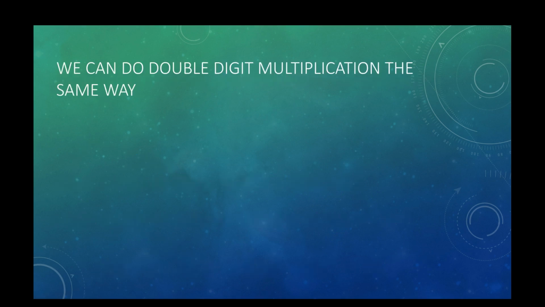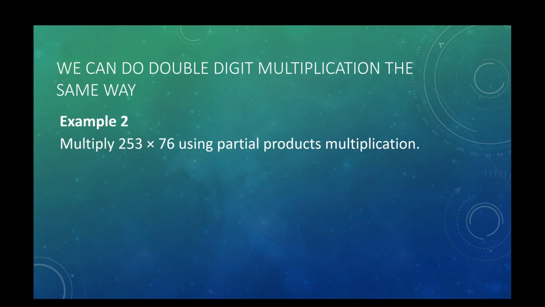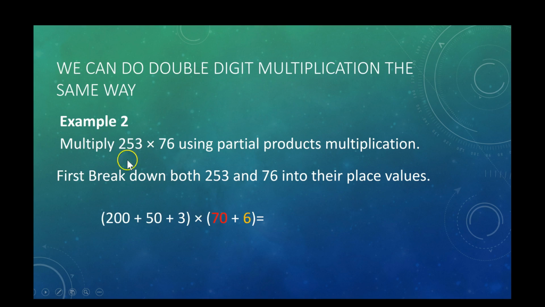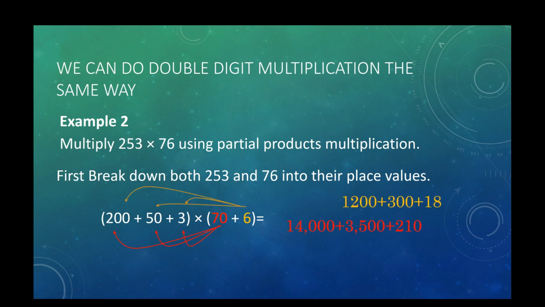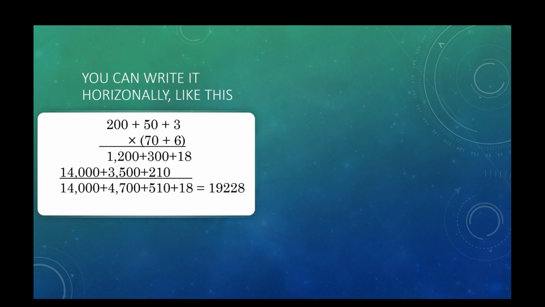We can do double-digit multiplication in the same way. So here we have a 2-digit number, 76, and our 3-digit number, 253, and this time we're going to break up both numbers. Think of how you break up 253, and then 76 is 70 plus 6. Now we multiply the 70 times each number, and here are our results. Then we multiply the 6 times each number, and here are our results, and we add the results together.